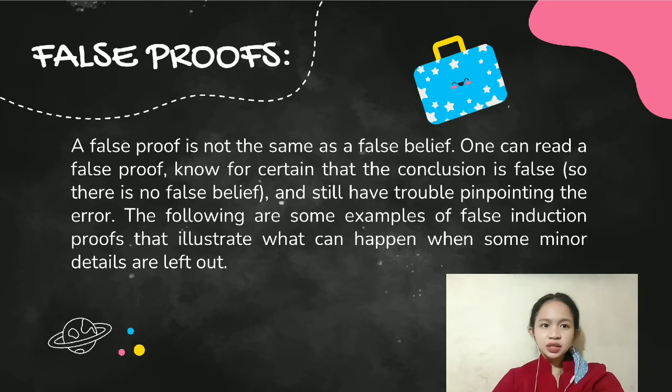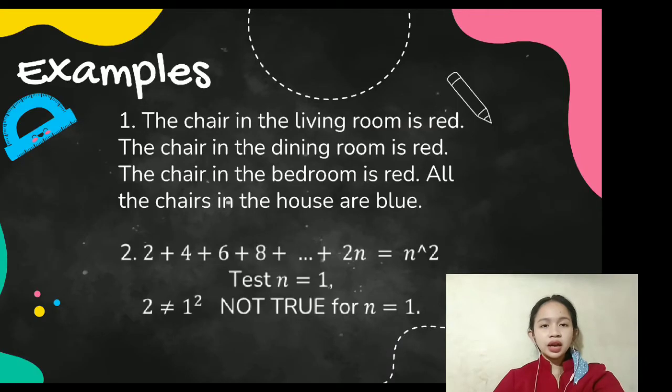False proof is not the same as a false belief. One can read a faulty proof, be confident that the conclusion is incorrect, and still have difficulty identifying the error. The following are some examples of incorrect induction proofs that show false proofs and what may happen when tiny details are overlooked. Just for example, number 1, the chair in the living room is red.